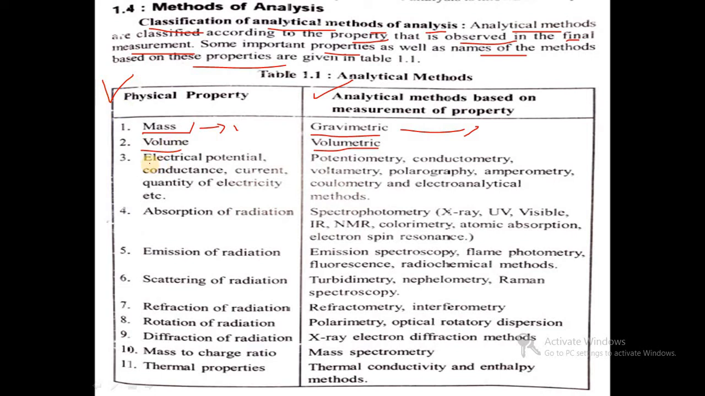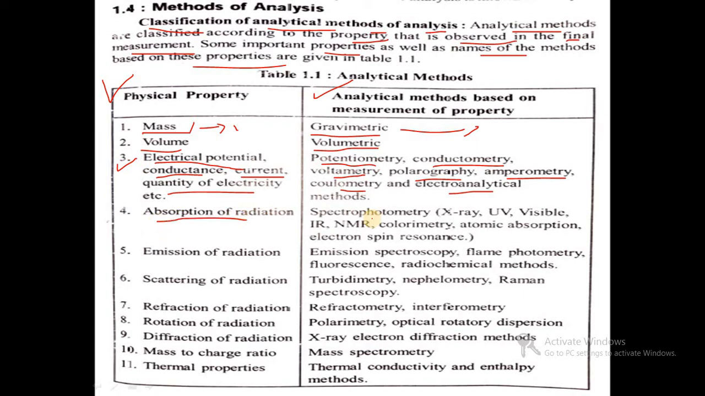Then the next physical properties: electrical potential, conductance, current, quantity of electricity, etc. Electrical potential is determined by the instrument, potentiometry. So this is an analytical technique. Then conductance is measured by conductimetry, which is an analytical technique. Then voltammetry, polarography, amperometry, coulometry, and electroanalytical methods. So various types of instruments will be used to determine these physical properties.